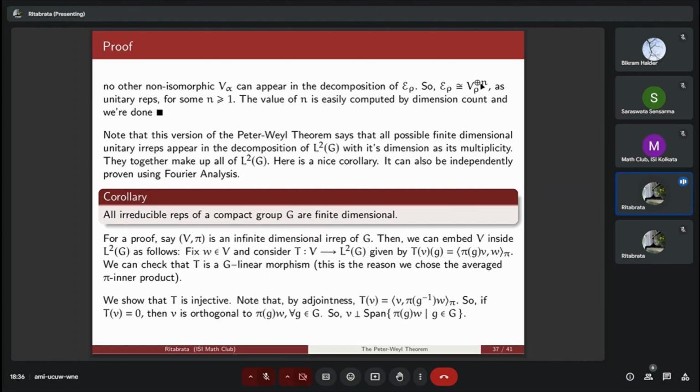You can check that T is a G-linear morphism. We show that T is injective, otherwise the embedding will not make any sense. By the adjoint, Tv(g) is the same as ⟨v, π(g inverse)w⟩, because π is a unitary representation. So if Tv is 0, let's say, then v is orthogonal to π(g)w for all g. So v is orthogonal to the span of the π(g)w when g varies over G.